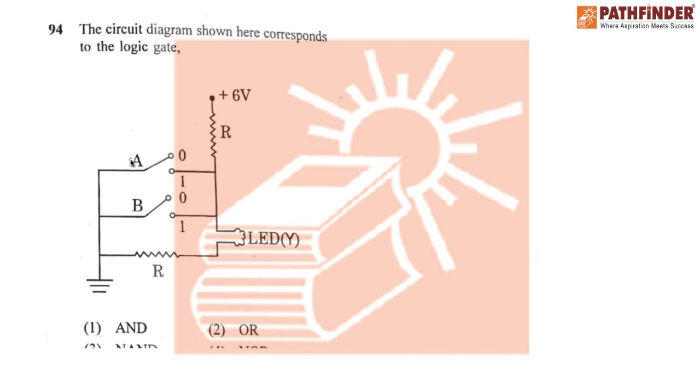Okay, this circuit, just consider the input and output here. Suppose the value of A is 0 and the value of B is 0, that means the circuit is like this. The current will flow through this path, then like this, then up to this. So the bulb will glow, so you will get output equal to 1.